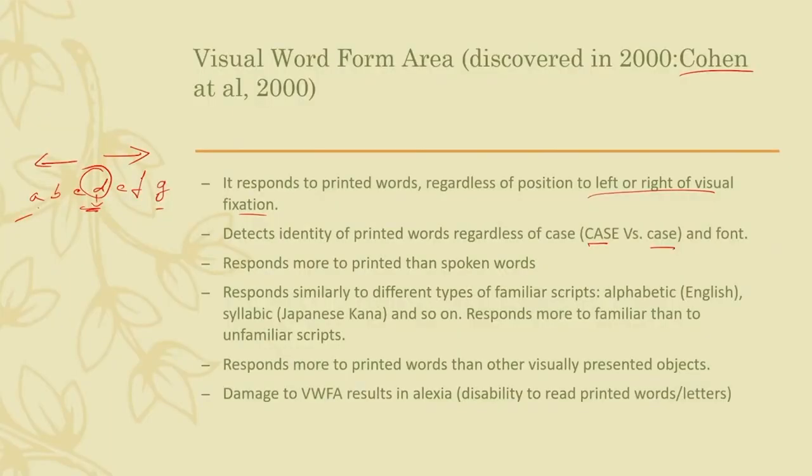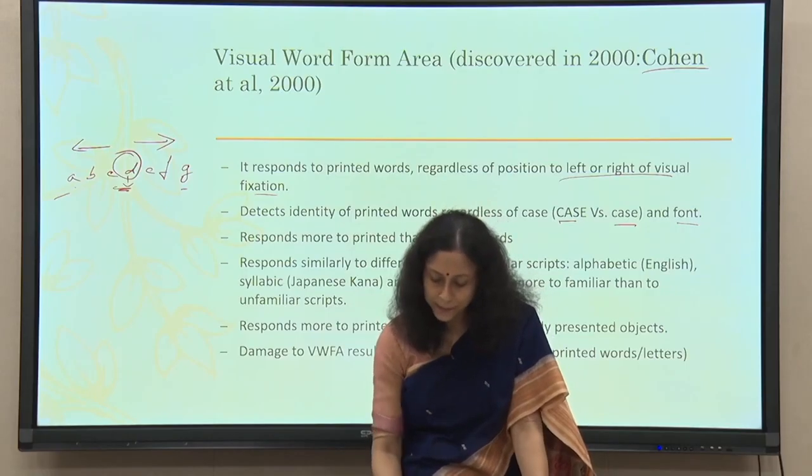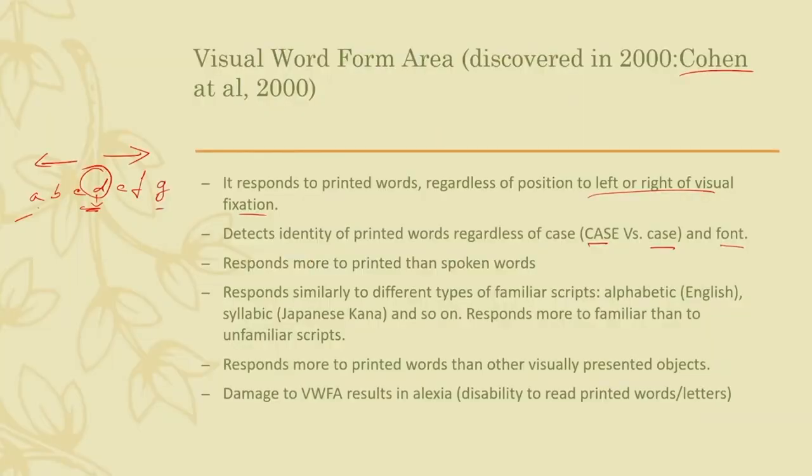So, the case is not a problematic case, or the font, whichever font other printed words are written in, it understands perfectly. This area has also been found to respond more to printed words than to spoken words. That is why it is called the visual word form area. It responds similarly to various different types of familiar scripts, whether alphabetic, syllabic, or any other kind of script.